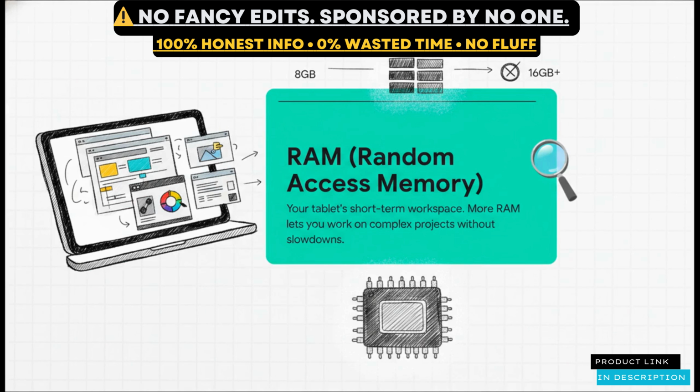Next, let's talk about RAM, or random access memory. The absolute best way to think about RAM is like your tablet's workbench. It's its short-term memory. Every app you open, every 4K clip you drag onto your timeline, all of that stuff lives on this workbench while you're actively using it.